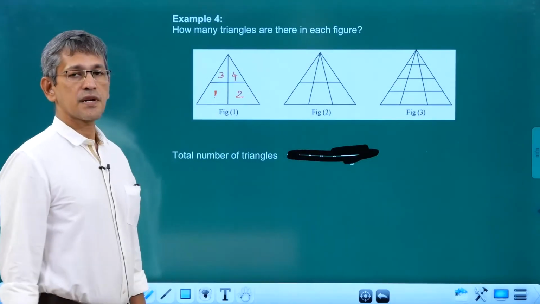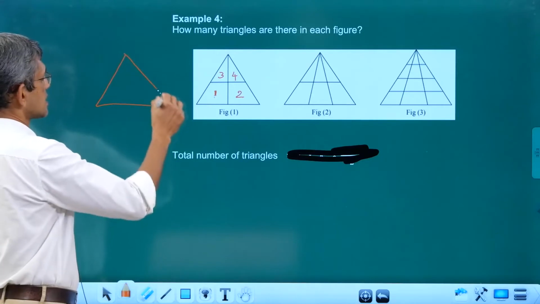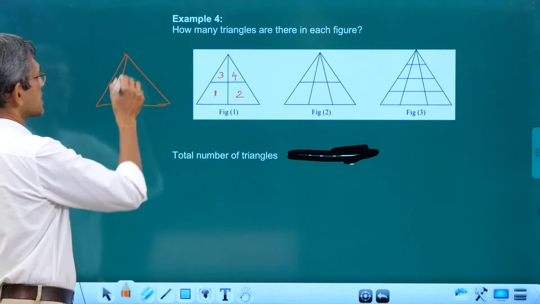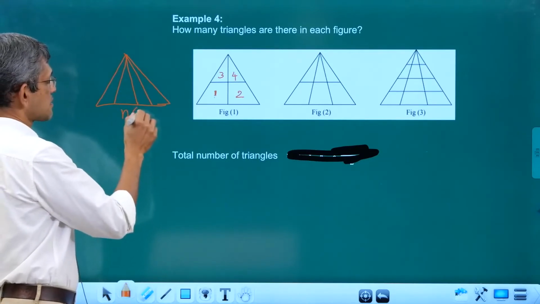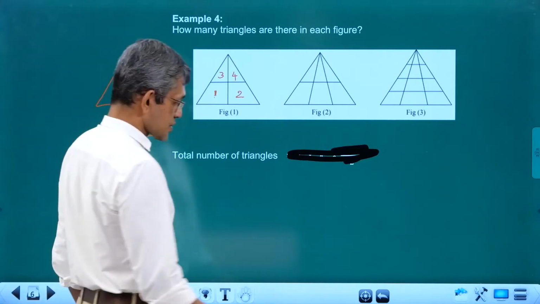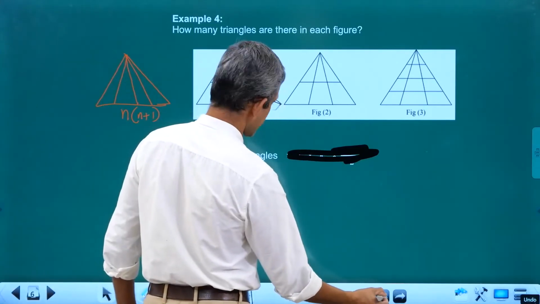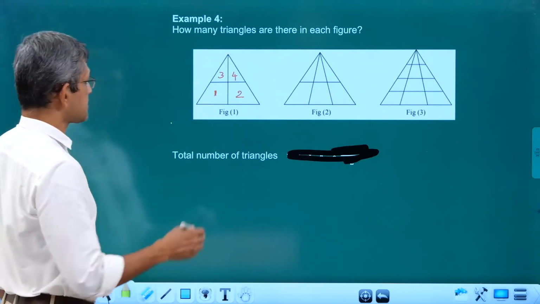It is slightly different from what we have done in previous questions, where it was triangles something like this way, triangles which are partitioned as triangles. In that case, n into n plus 1 by 2. In this case the method is different. So what is the method for this question? Okay, first let's go for the counting method.